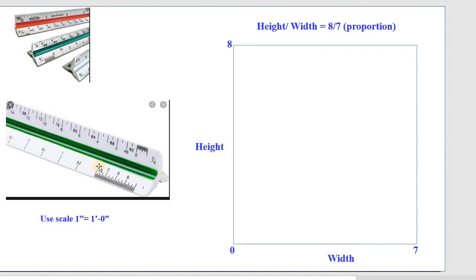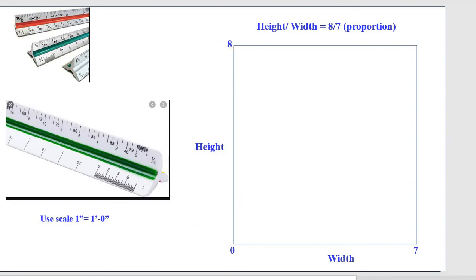And you start to measure from 0, 1, 2, 3, 4, 5, up to 7 and up to 8. I need you to use this scale to measure and create one box with the width of 7 and the height of 8. That means I need to use 7 feet and 8 feet for this one.